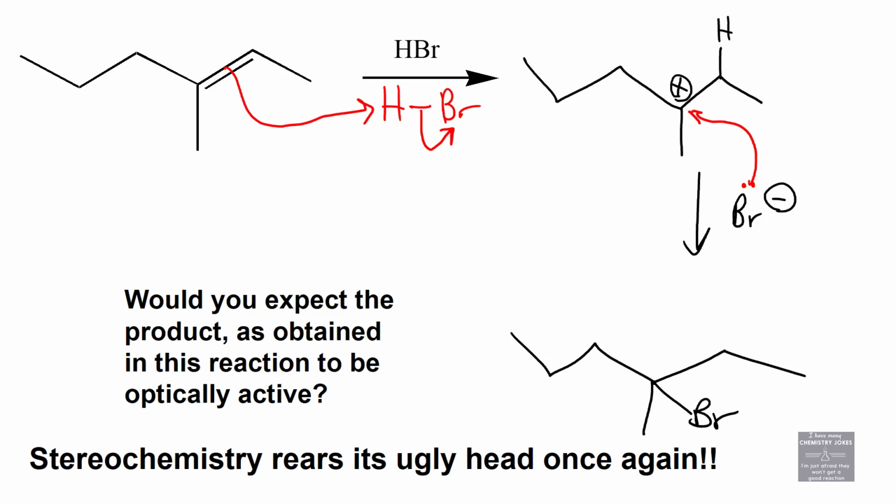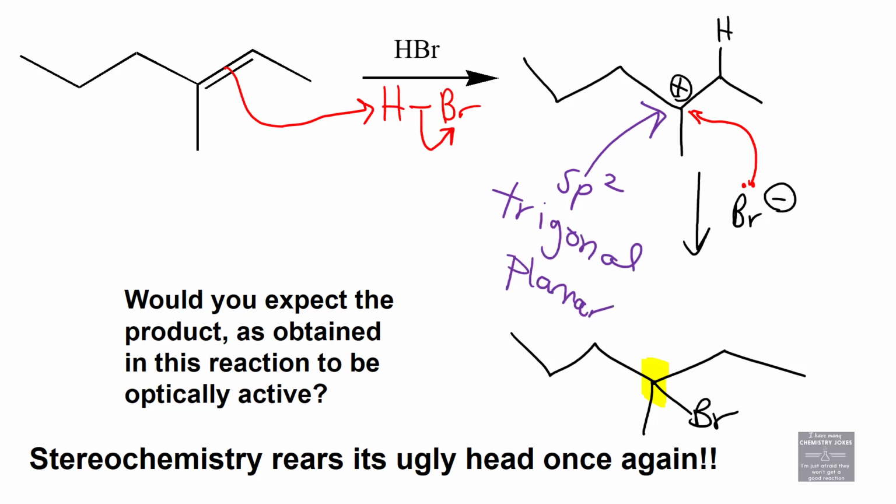So the question is, right here where that bromide attacked, that is a new asymmetric carbon. And so when you make a new asymmetric carbon, like this one, you need to understand and know the mechanism that you went through in order to determine the stereochemistry of that product. So if I back up one step, I have a carbocation that is sp2, and all things that are sp2 are trigonal planar, and something that is planar, it means it's flat.